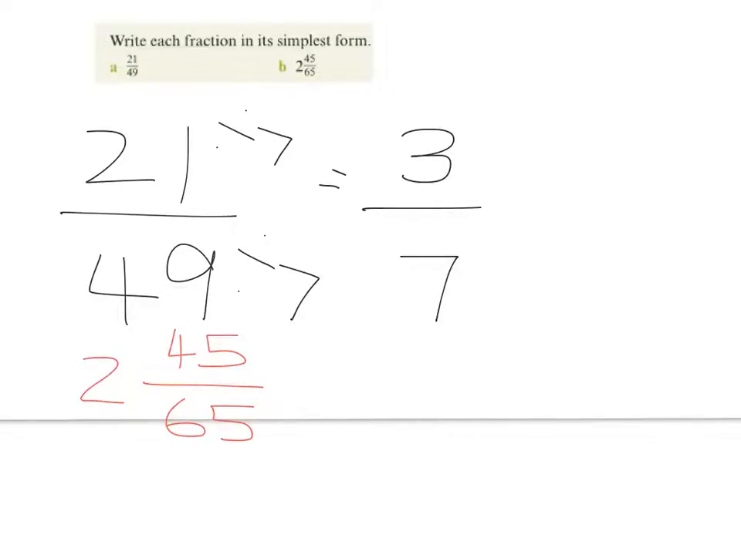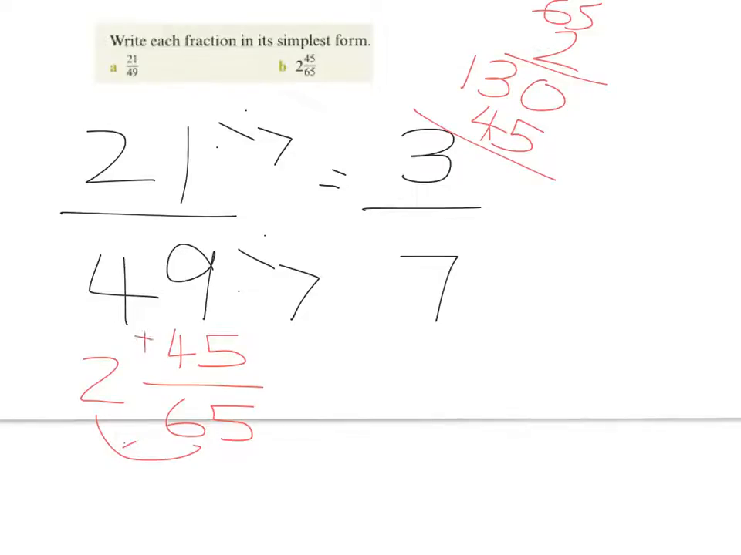So what you could do is say, well, 2 times 65, and we'll do a little sum here. 5 times 2 is 10, carry 1. 2 times 6 is 12, that's 13, would be 130, plus 45, because we're timesing that and adding that. So it'll be 175 over 65. Now, I don't know my 65 times table, but what I do know is that 5 can go into both of those.